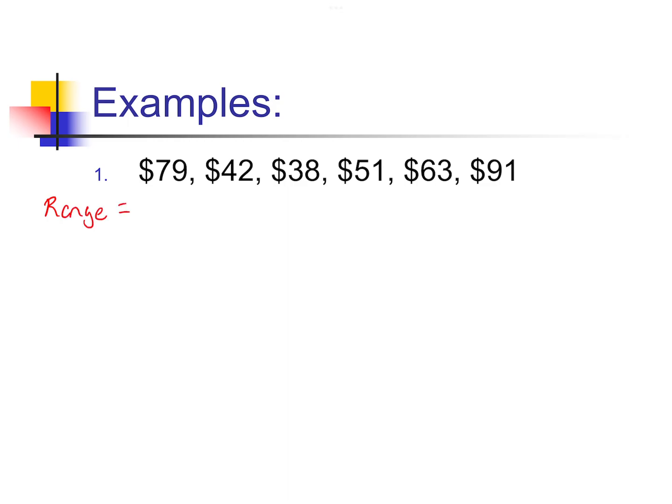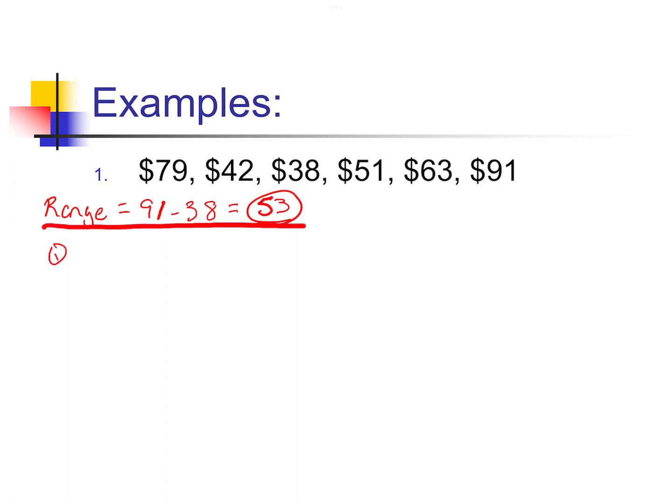So remember, our range is our largest minus our smallest. Well, our largest value up here is 91. Our smallest value is 38. So subtracting those, I get 53 for my range. Okay, so there's our range.